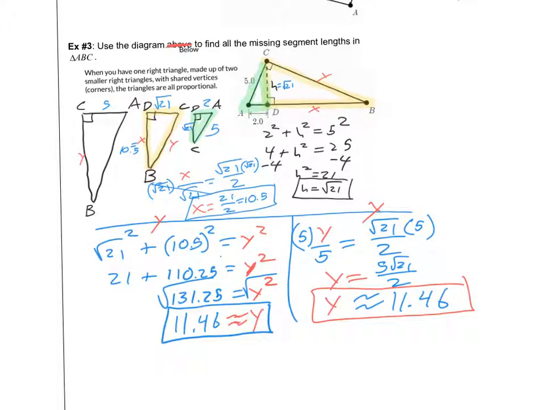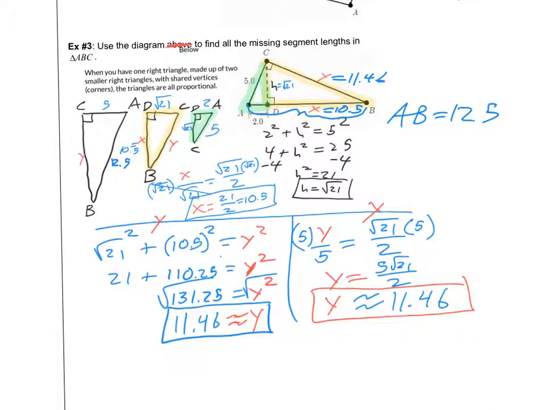All right, let's go up here. We know that x now is 10.5. We know that y is about 11.46. And therefore, we can actually figure out what AB is. And AB is this whole thing. And it would just be 10.5 plus 2, right? It would just be this distance 10.5 plus this distance 2. So we know this whole distance here, AB, is equal to 12.5. And we could even write that here, 12.5.